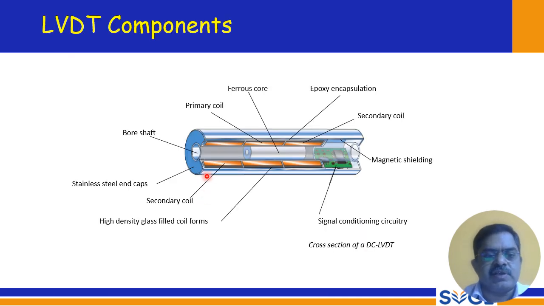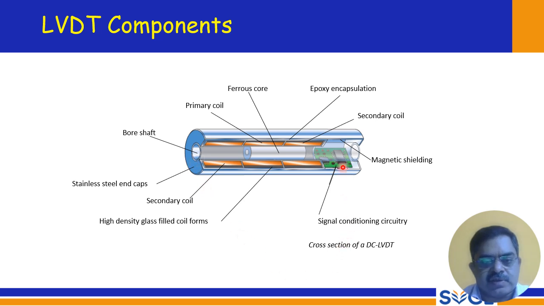So here you can see this is the cross section, and you can see the core here. This is the core, and you have the primary coil, and these two are secondary coils, and it should be shielded properly. That is very important. Magnetic shielding, and end caps are provided. There should not be any opening, and it should be shielded properly. Otherwise it will interact with environmental factors.